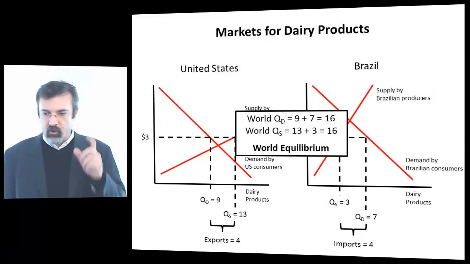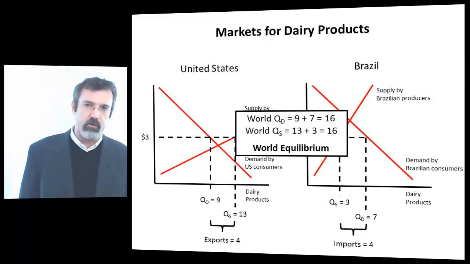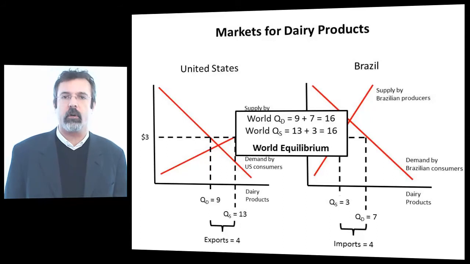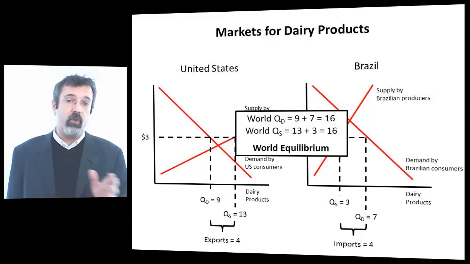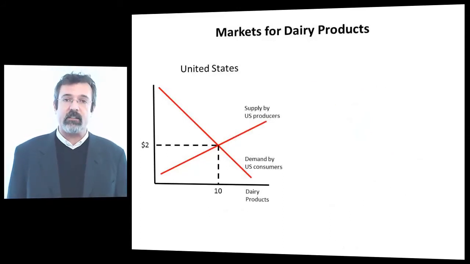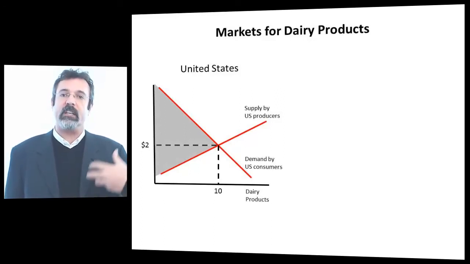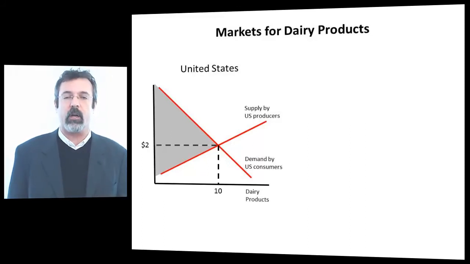Now we can use our tools of consumer surplus and producer surplus to ask the question: who's better off and who's worse off in trade versus in autarky? In the autarky case, where there's no trade, in the United States, the equilibrium price of dairy products is $2, and we have a consumer and a producer surplus. This is the total benefit to consumers and producers that results from the transactions in the market for dairy products.